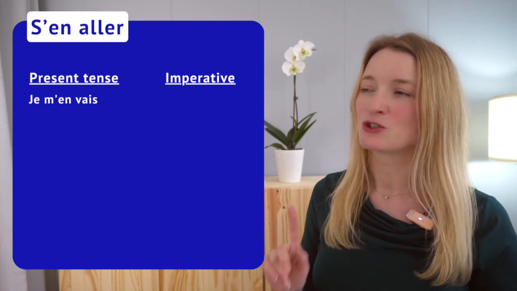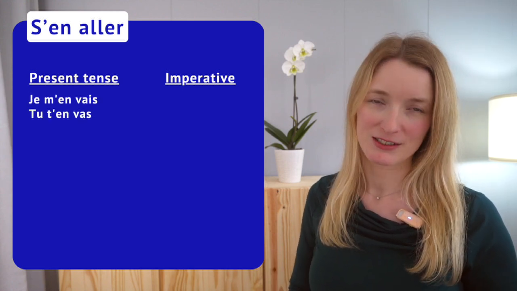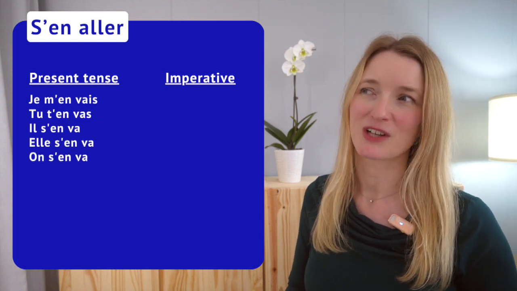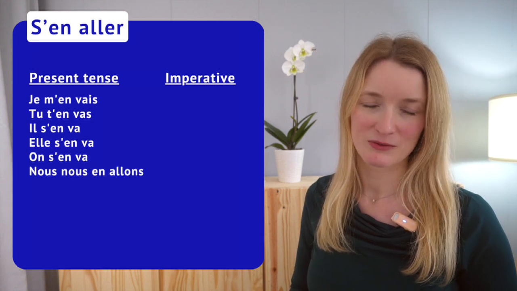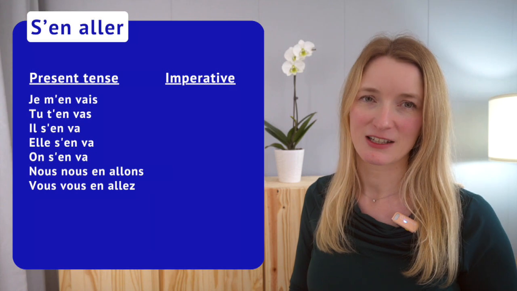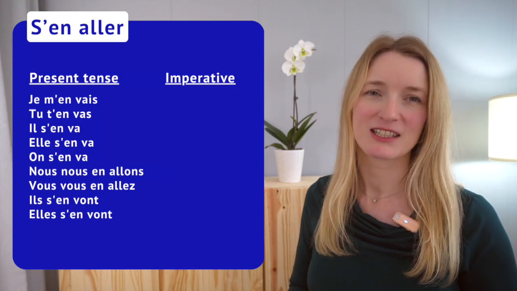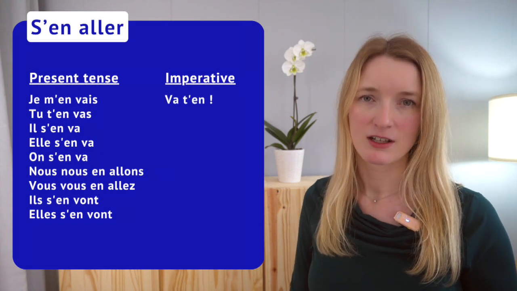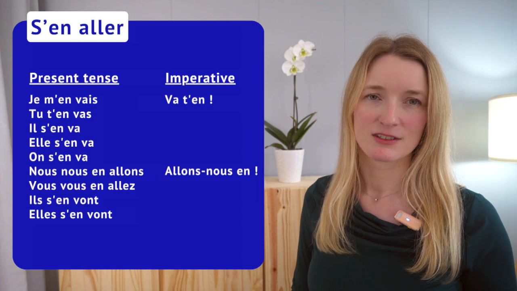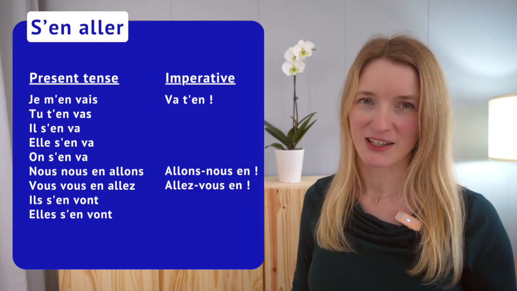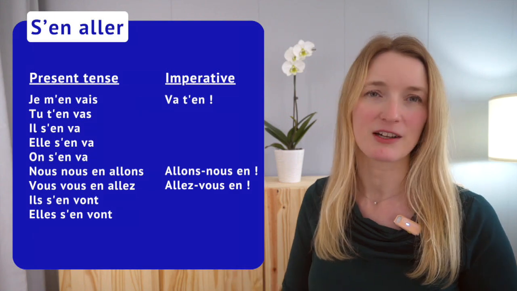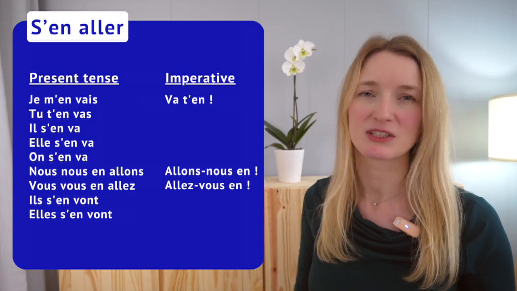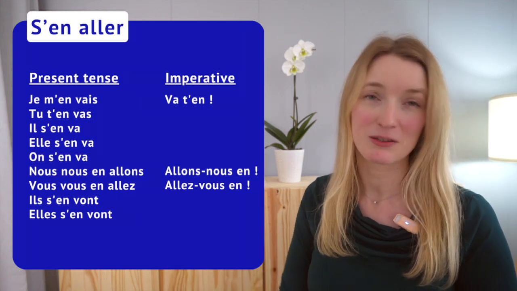So we have je m'en vais, tu t'en vas, il s'en va, elle s'en va, on s'en va, nous nous en allons, vous vous en allez, ils s'en vont, elles s'en vont. And then in the imperative we have va-t'en, allons-nous-en, allez-vous-en. Okay? If you remember those two, you'll be perfectly fine using s'en aller in daily conversation and you will be able to understand when it's used in a TV show or in a book.